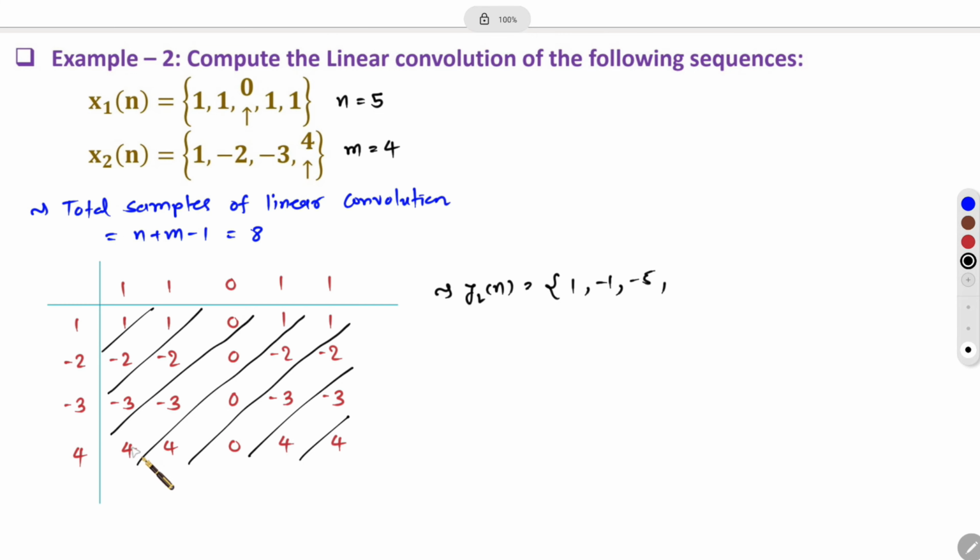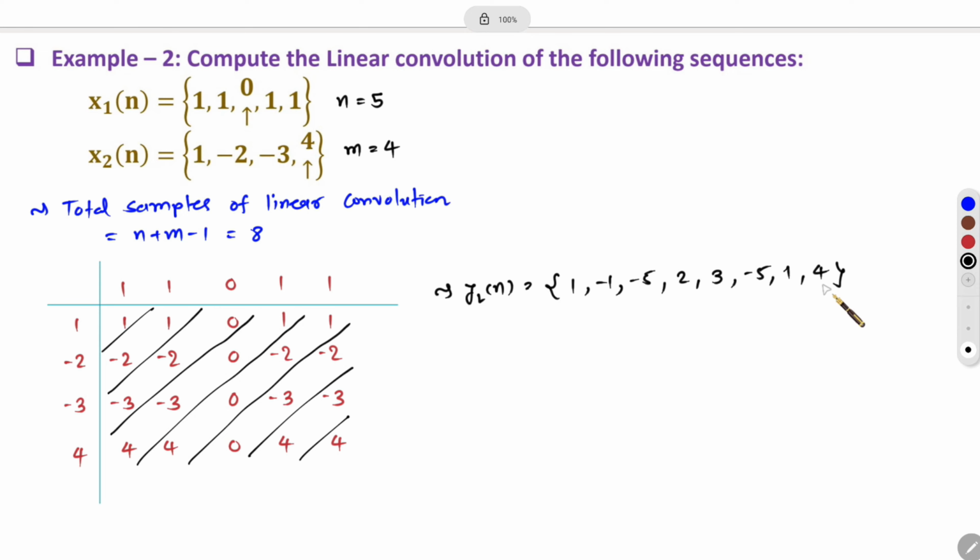Next element is 4 minus 3, 0, 1. So that will be 2. Next element is 4 plus 0 plus minus 2 plus 1. That will be 3. Next element is 0 minus 3 minus 2. That will be minus 5. Next element is 4 minus 3, that is plus 1. And last element is 4.